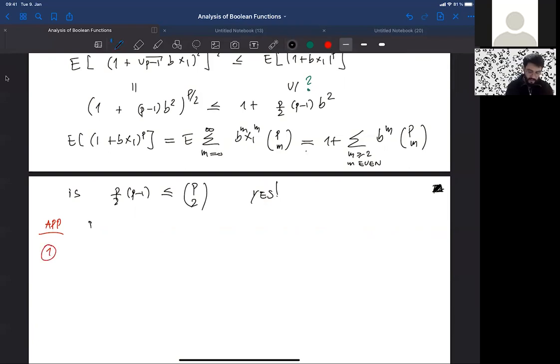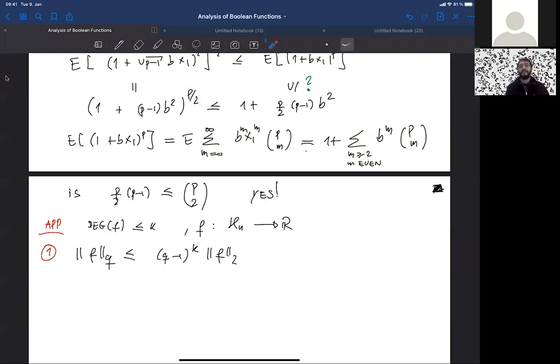So the application is to assume the degree of your function f is less or equal than k, and f is some real function. Then you know that, so you can also always think, well, if I have a function and I have to compute the L2 norm or the Lq norm, how do I lose if I try to bound that by the L2 norm?